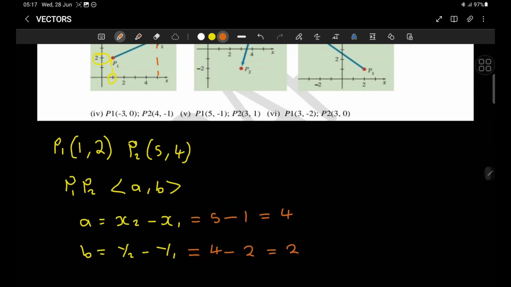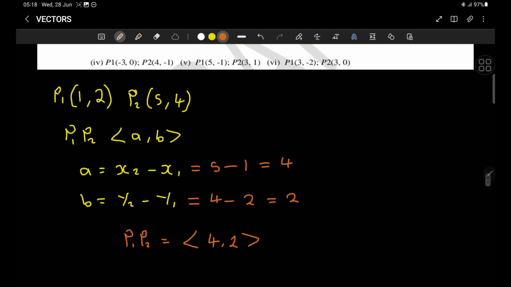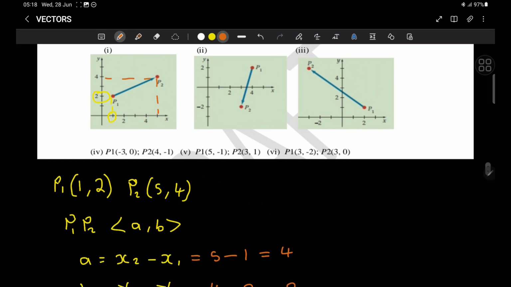So our vector p1p2 is equal to (4, 2). And by doing this, we found the vector components of a vector. So what we found are the components of our vector p1p2, and that's our solution. We can pick another question.